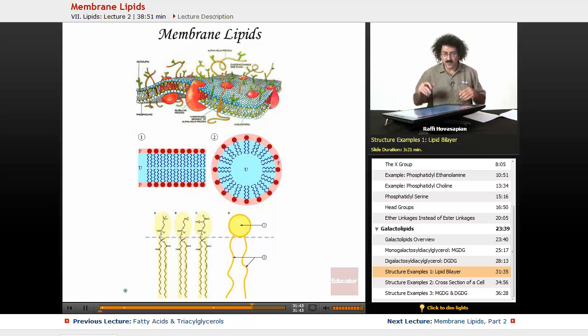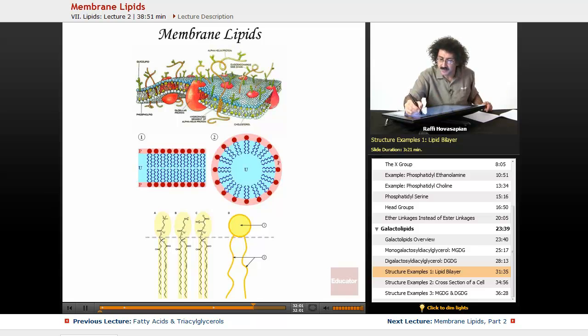Okay, so first of all, let's take a look at a nice general view. We're going to work our way down, looking a little bit deeper in magnification. So we have our general lipid bilayer. This is a nice cell membrane. We see some integral proteins. We see the lipid bilayer.